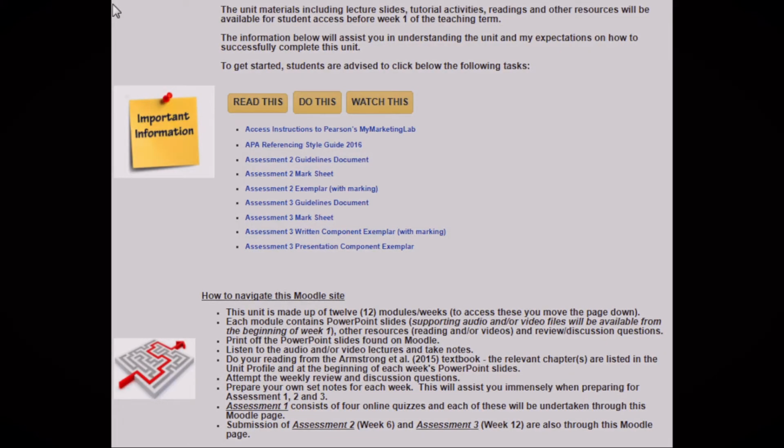The way I have set up the Moodle page is such that firstly there is one segment on the page where all the assessment information is found. That is something that I've learned from students over the years, that they've found frustrating when bits and pieces of information are all over the Moodle page. What I've done is I've combined it into one central location. So everything is there. Their mark sheets, their guidelines documents, all of it is in that one location.